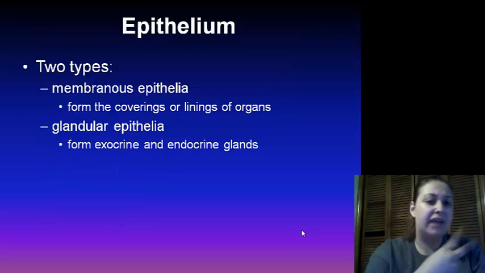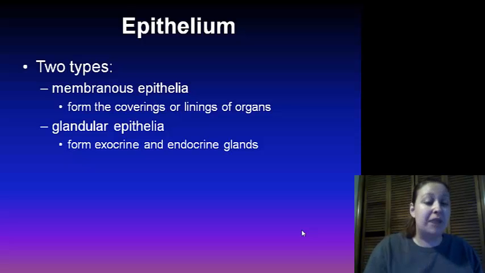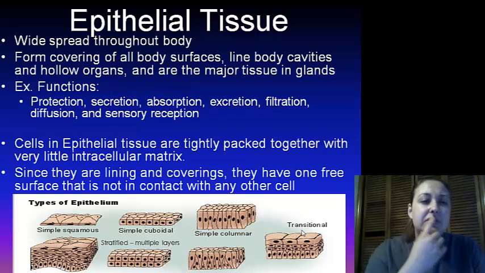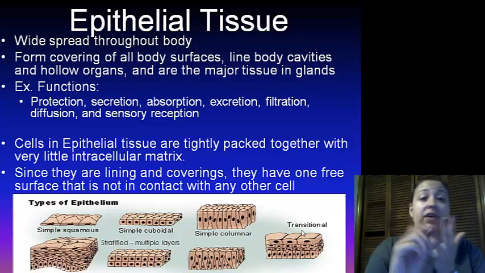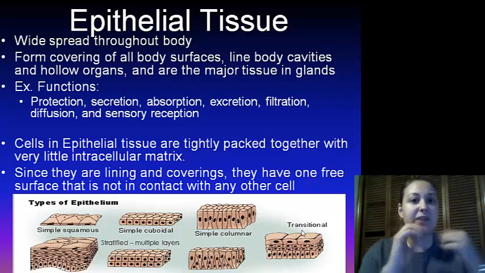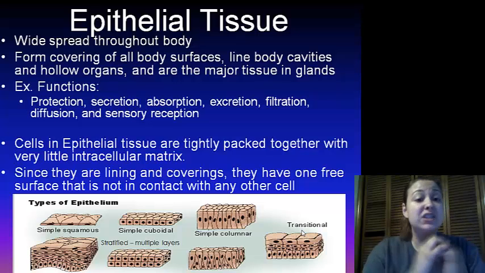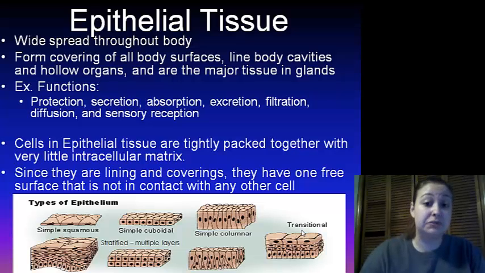Epithelium. There are 2 types: membranous epithelia, which is our coverings or linings of our organs, and we have glandular epithelia, which form exocrine and endocrine glands. Our epithelial tissue is widespread throughout the body. It is the covering and lining of our body surfaces, the lining of the cavities and our hollow organs, and it is the major tissue in glands. They function as protection, secretion, absorption, excretion, filtration, diffusion, and sensory receptors.